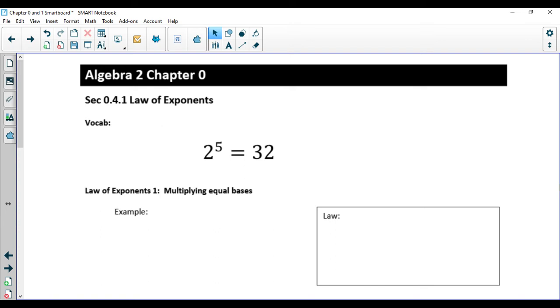Hey everyone, today we're looking at section 0.4.1, which is Law of Exponents. So first thing you want to know is some vocabulary.